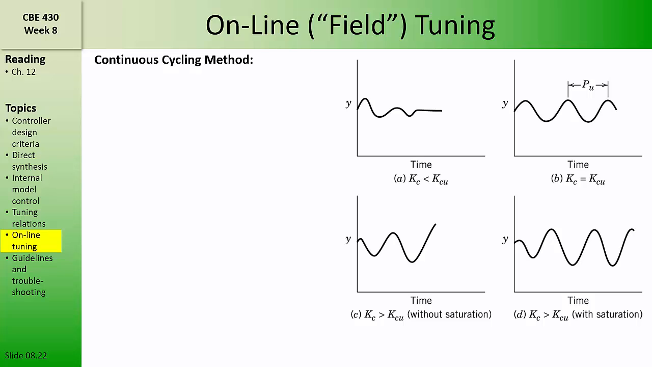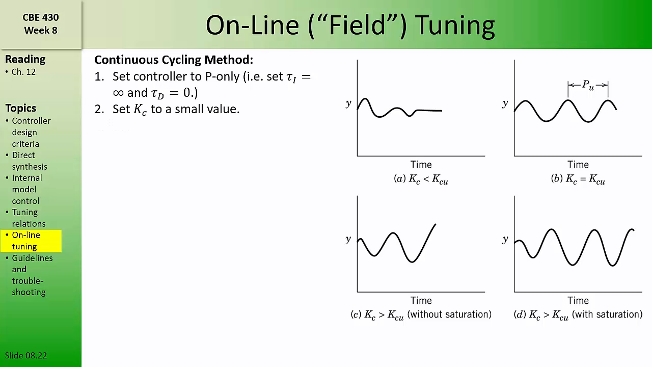One method of determining how the process behaves so that it can be tuned is what's called the continuous cycling method. In the continuous cycling method, we set the controller to P-only control. That is, if it's a PID controller, we need to set the reset time to its largest value, or infinity, so that the integral element becomes very small or zero, and set the derivative time to 0 to eliminate the derivative element. Then we set the controller gain, Kc, for the proportional only controller to a very small value. And we introduce a set point pulse.